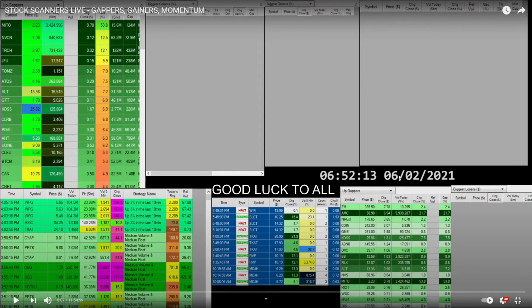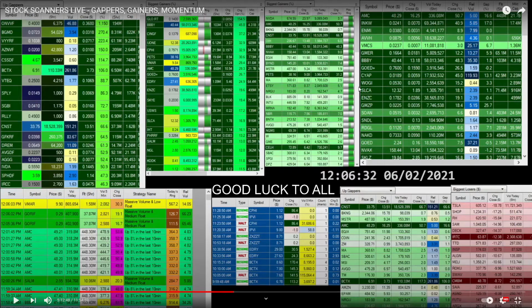What you want to pay attention to are the biggest gainer scanners. As you can see, there are two biggest gainer scanners. To the left, there is one based on percentage, and the right one is based on dollar value. So this is not tracking gaps. This is tracking how high it is on the day.